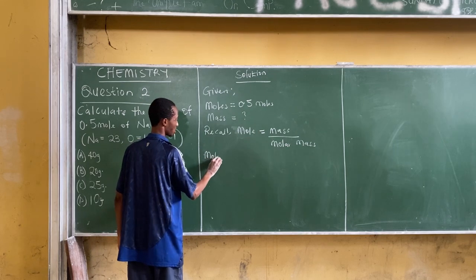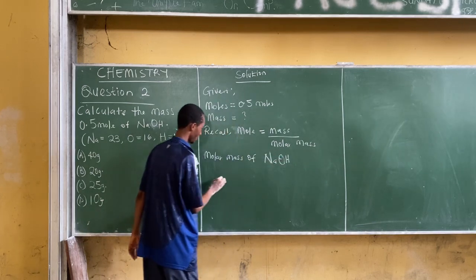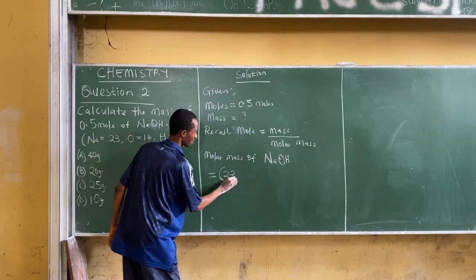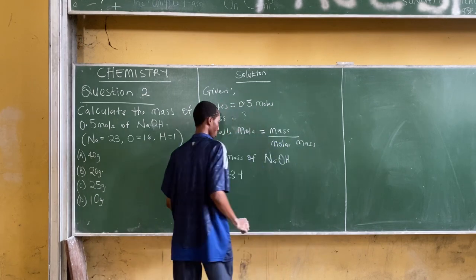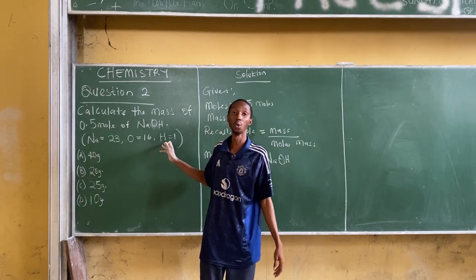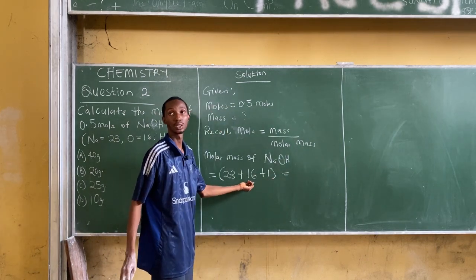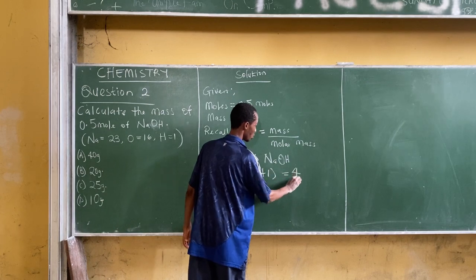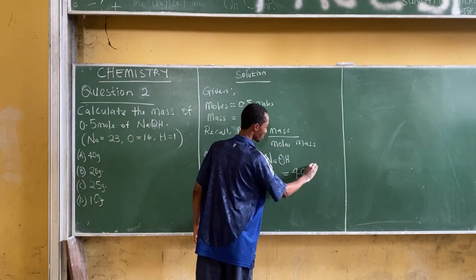The molar mass of sodium hydroxide is this. Na, the value for Na is 23. Plus oxygen, the value for oxygen is 16. Plus hydrogen, the value of hydrogen here is 1. So we put it here, plus 1. 23 plus 16 will give us 39. 39 plus 1 will give us 40. So we have the molar mass of sodium hydroxide to be 40 grams per mole.